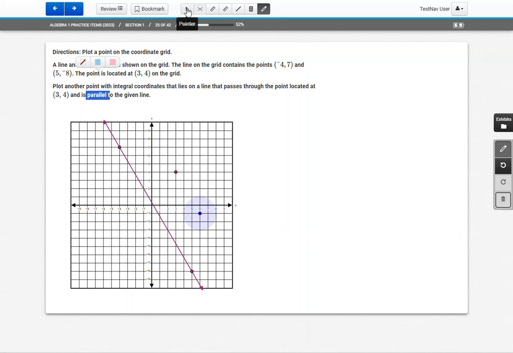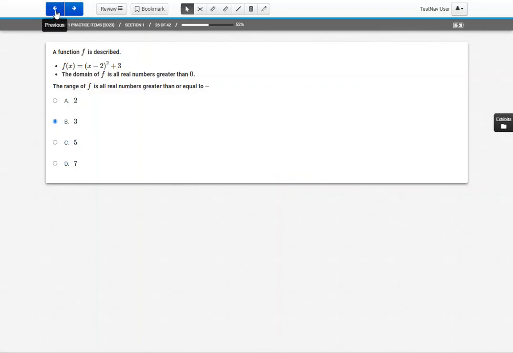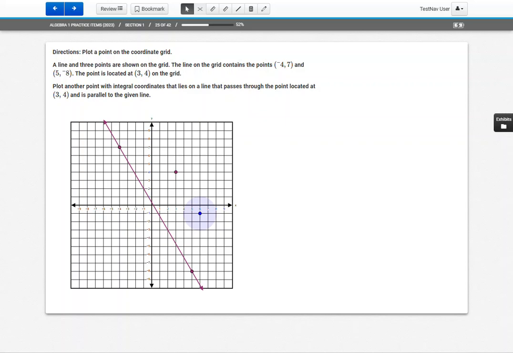So there's my answer right there. You have to make sure to plot the point right there. You can plot a point anywhere on a line that goes through here. So you can even plot it up here, but make sure it has the same slope. All right, thanks guys.